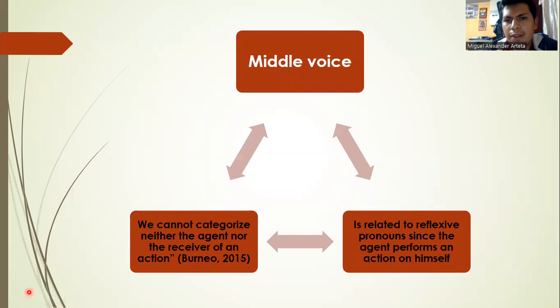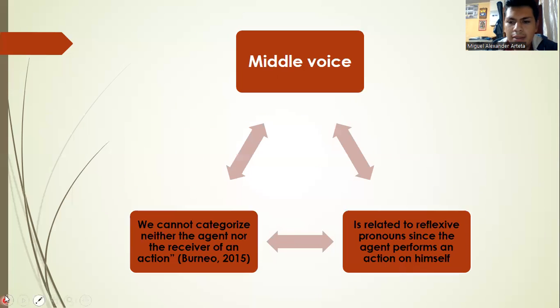So finally, we have the middle voice. As we noticed in the presentation, the principal difference between the other voices, active and passive, is that here we cannot categorize either the agent or the receiver of an action, okay? Because it's related to reflexive pronouns, since the agent performs an action on himself, okay? As we said, in this case, the subject is the doer and the receiver, okay?